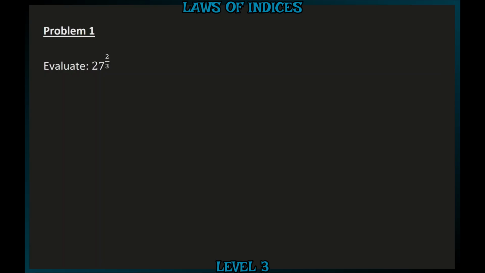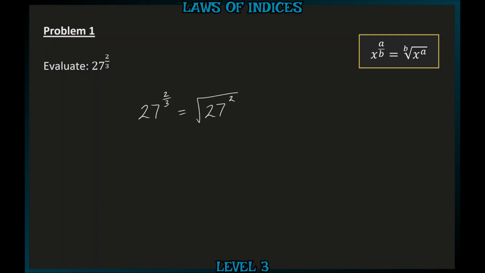In problem 1, we're evaluating 27 to the power of 2 over 3. This means that we need to find its value. Now to start with, since we have a fractional power, we're going to use this law, which tells us that the numerator of the fraction is our power and the denominator of the fraction is our root. So we can rewrite 27 to the power of 2 over 3 as 27 to the power of 2 and then the cube root of that.